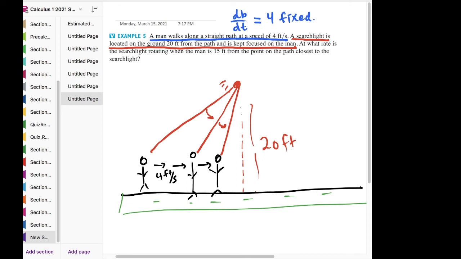Okay. At what rate is the searchlight rotating? What math word is that? So yes, d dt always, I know I'm saying this over and over. The big question here is what is changing?